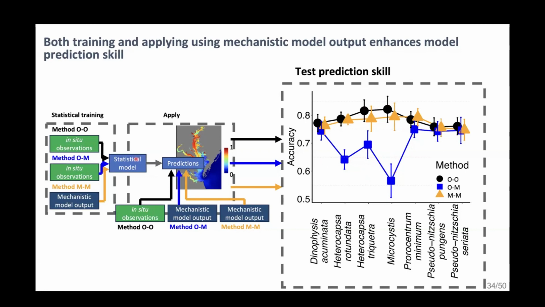But what's even more interesting is that when we train new GLMs, so new statistical models, using mechanistic model output, and again apply them using mechanistic model output, and this is depicted by the triangles, we get accuracies which are very similar to the accuracies found when we trained the model using in situ observations, but also applied it using in situ observations.